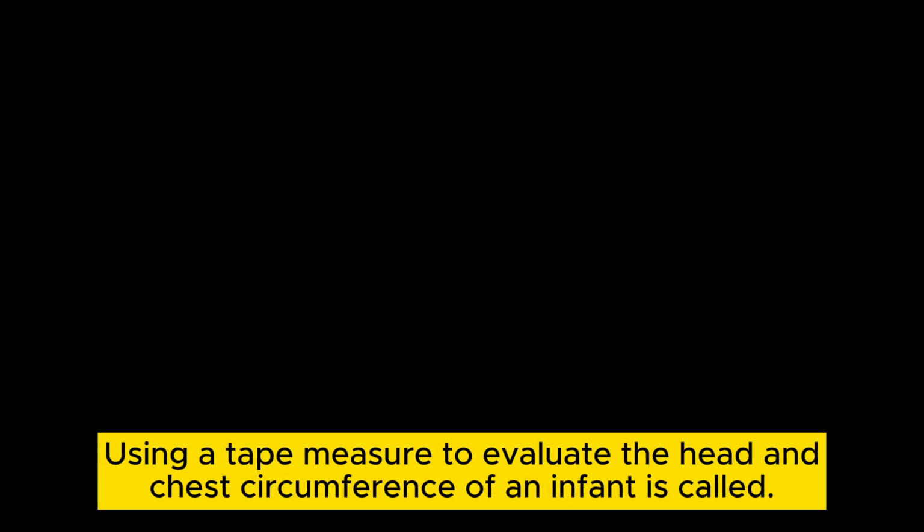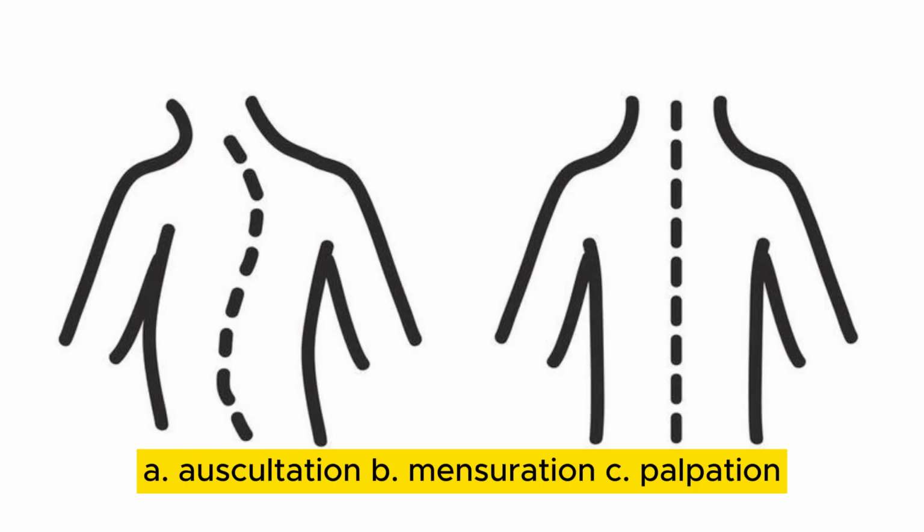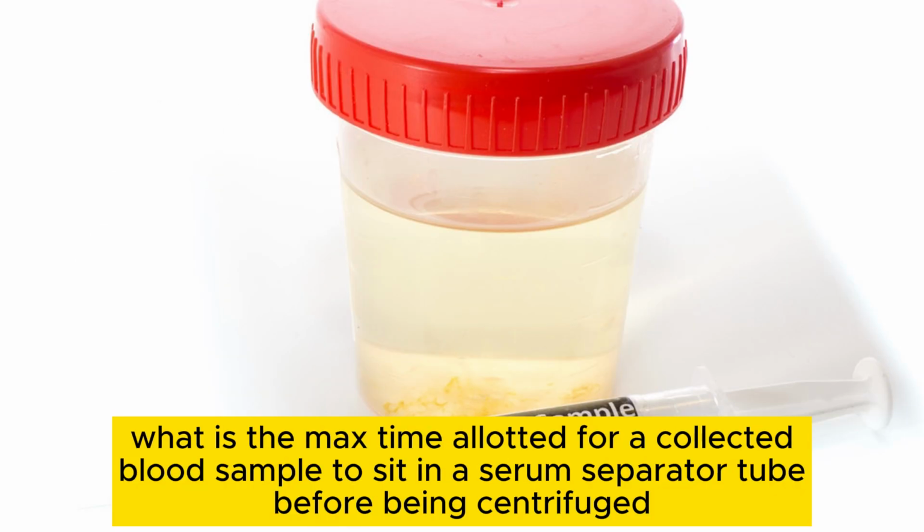Using a tape measure to evaluate the head and chest circumference of an infant is called A. Auscultation. B. Mensuration. C. Palpation. Answer: Mensuration.